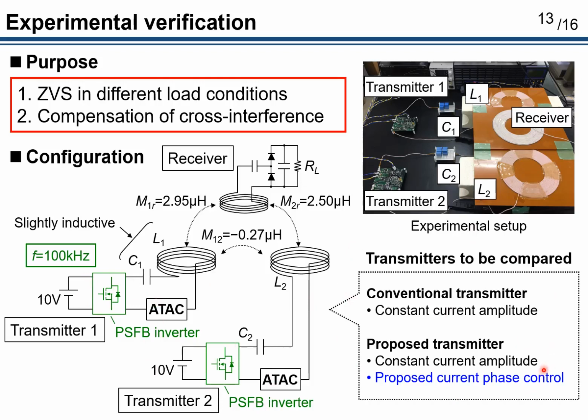These are the transmitters to be compared. One is the conventional transmitter that has a constant current amplitude by the phase shift full bridge inverter. The other is the proposed transmitter that has the proposed current phase control additionally.